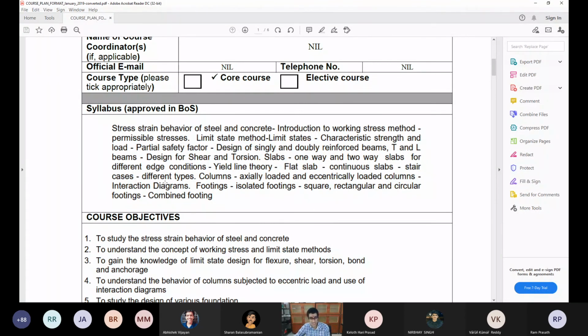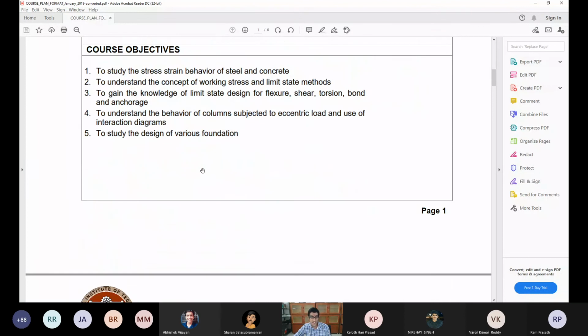Once you know slab design, staircase design is just a direct application. There's nothing new to teach in it except types of staircase and how to take tread and rise. Other than that, there's nothing else new, so I will not teach it. Everything else I will be teaching. Combined footing I will also not take. I'll just tell the principle, you will not get a problem from it.